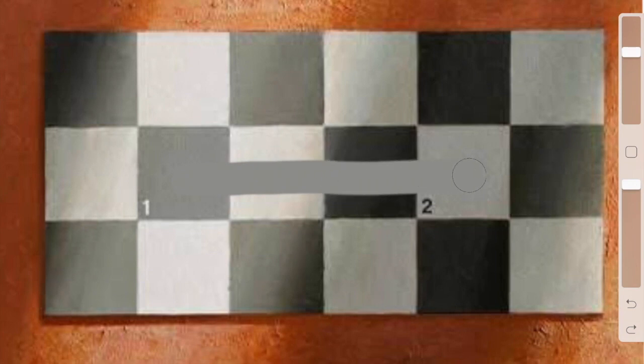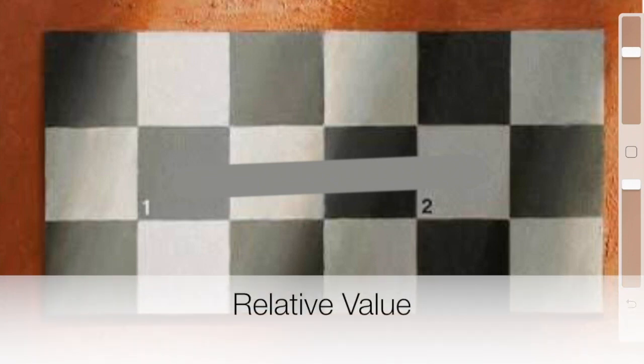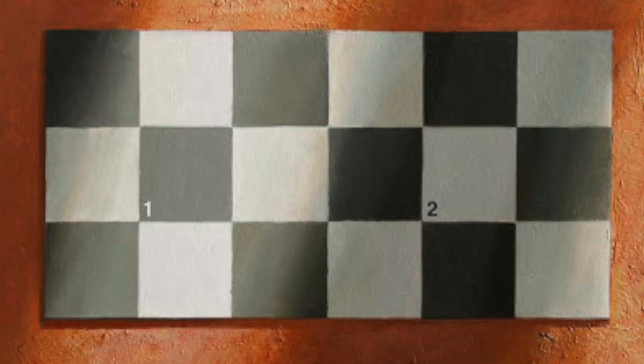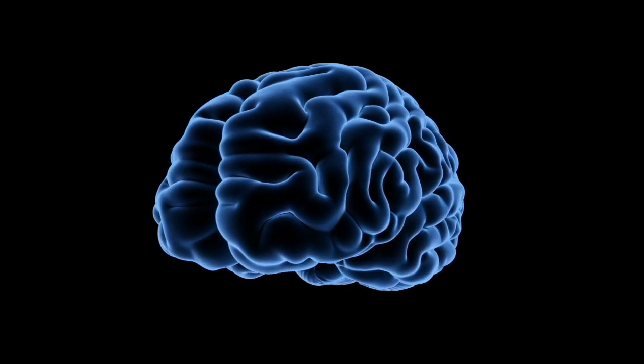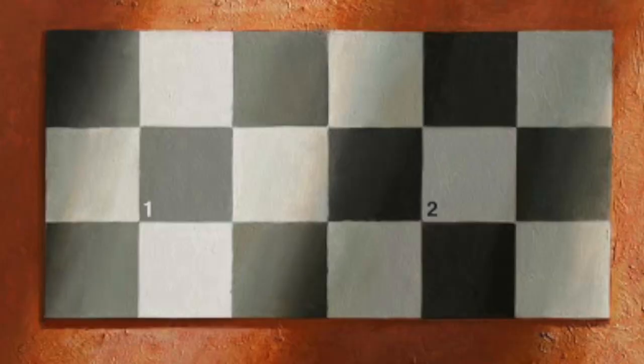How does that happen? Well, this effect is called relative value, and it's about how light or dark objects seem next to other objects with different values. Now you say, how can that be? The left square is a black one and the right square is a white one. How can they have the same value? Your brain corrects the image automatically, applying logic, telling you that square number 1 must be darker than square number 2, because we know that black is supposed to be darker than white. And there your brain is being fooled.